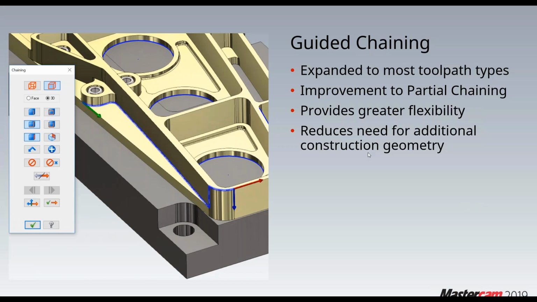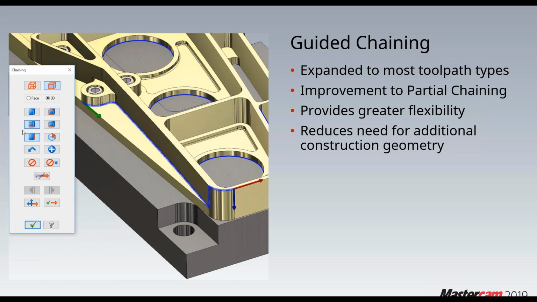Now, guided chaining. We added guided chaining in 2018, and it was only on solid models and only in certain toolpaths. So we've added guided chaining really across the board. I can't think of an example of a toolpath where I've thought about using guided chaining and it doesn't let me now in 2019. It also works on wireframe now as well. Before, in wireframe, you'd have to do a partial chain or similar. Now you can do the same guided chaining.